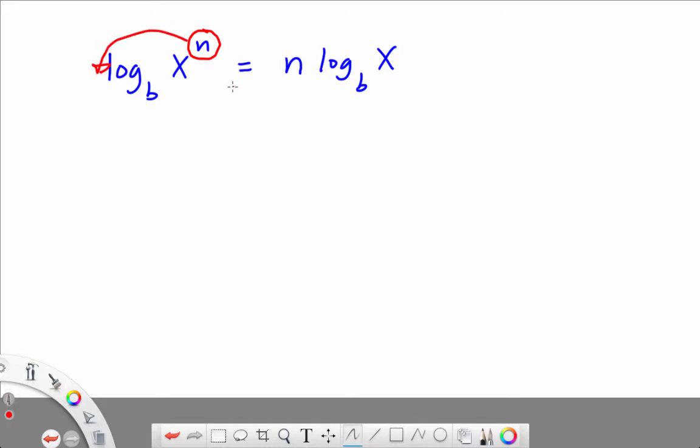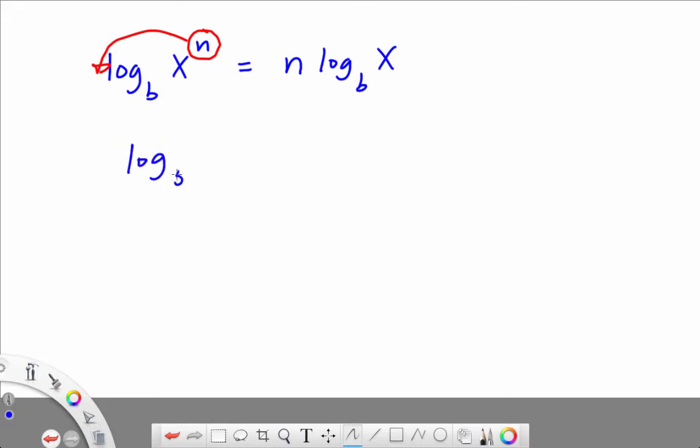Okay, let's do another property. Log base b of x to the n equals n times log base b of x. What we did here is we moved this exponent to the front, and it works in both directions. So if we start here, we can move the n to be an exponent of x. So let's do an example.